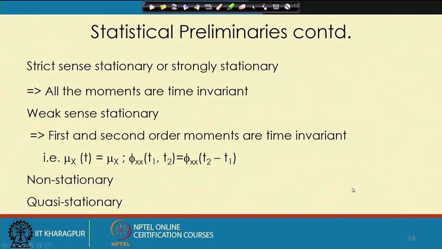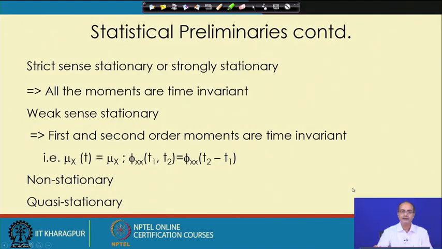So, now let us move forward. Let us look at the concept of stationarity. Stationarity means that the signal does not change in time.